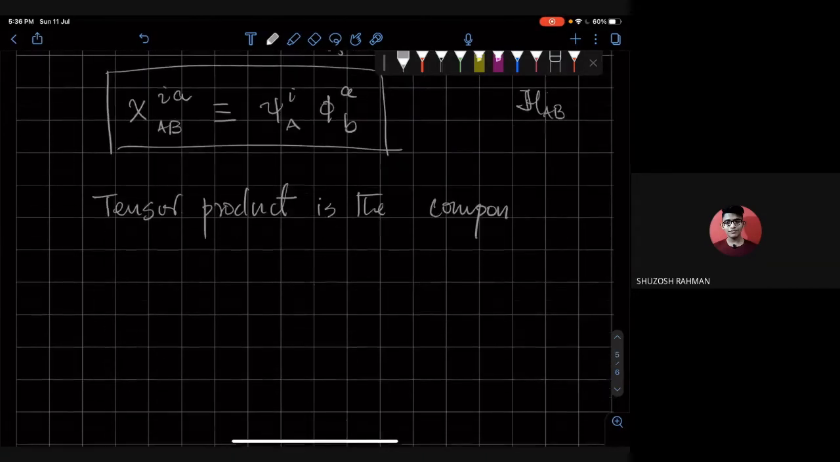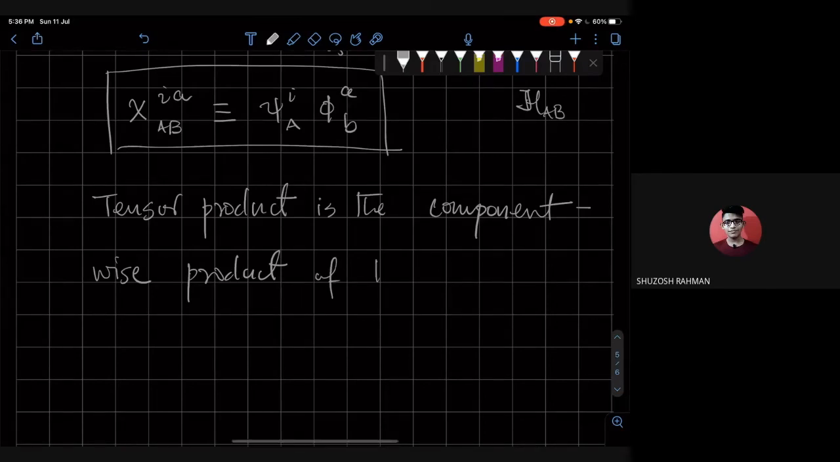Okay, is the component-wise. As you can see, this is not a math class. That was a good laughter. This is, the tensor product is the component-wise product of the, what should I say, of the product vectors, or the smaller vectors, or of the vectors which go into the product.